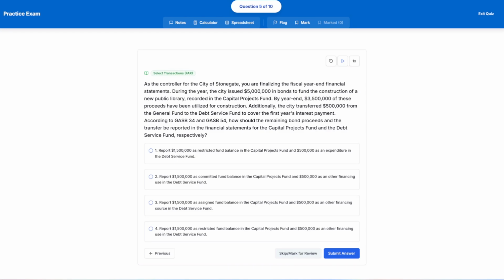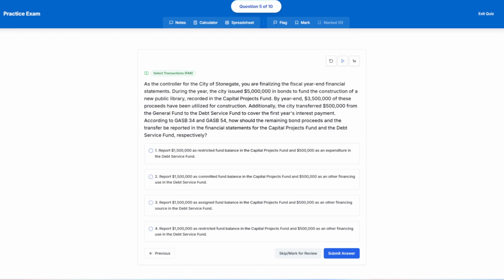Option 2 proposes reporting $1,500,000 as committed fund balance in the Capital Projects Fund and $500,000 as an other financing use in the Debt Service Fund. This might seem right because committed sounds serious, but it's not legally restricted.